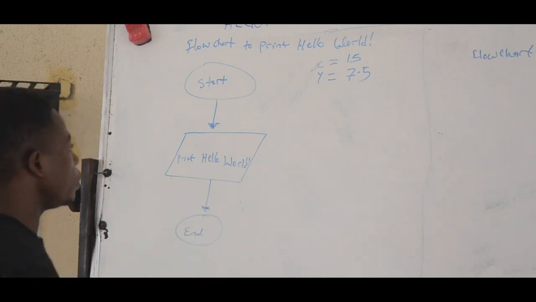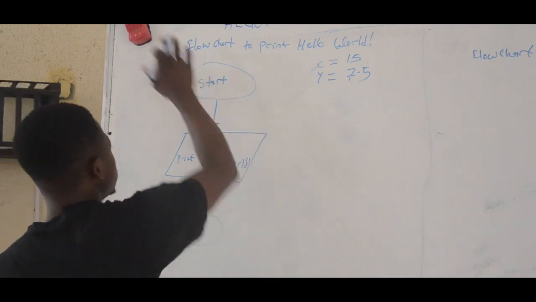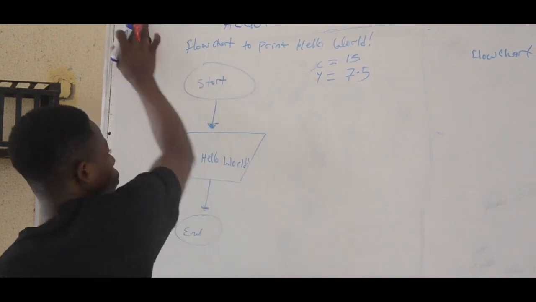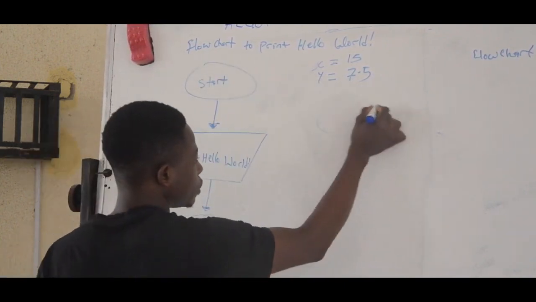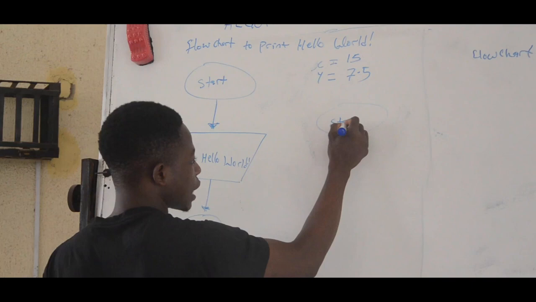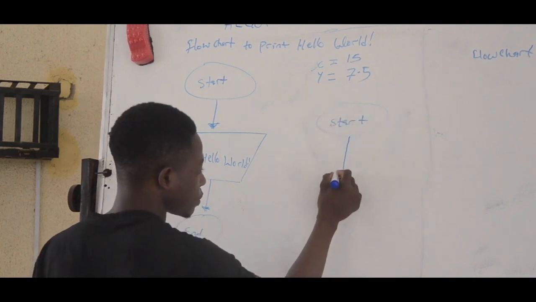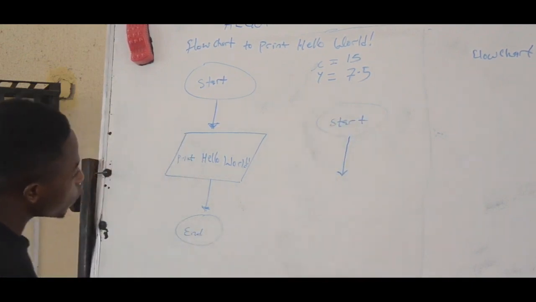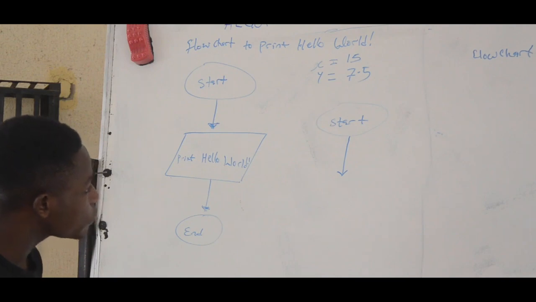Now, what are we going to do? It's very easy. You start with your oval shape. Let's remember, start. Now you start. What next? You have your x at 15 and you have your y at 7.5.